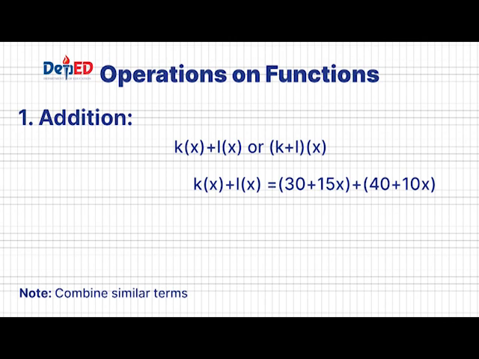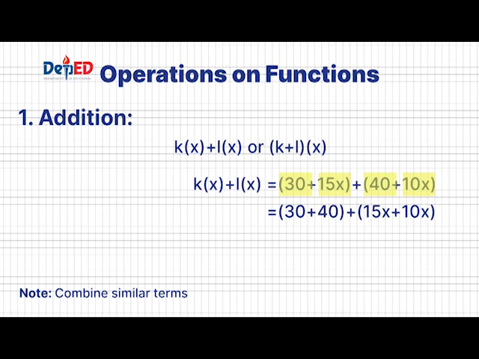Like how we add apples and oranges, when adding functions, we only add similar terms or those of similar categories. Thus, in this case, we can combine 30 and 40, while 15x can only be added to 10x. By the associative property of equality, we may have K of x plus L of x equals the quantity 30 plus 40 plus the quantity 15x plus 10x.